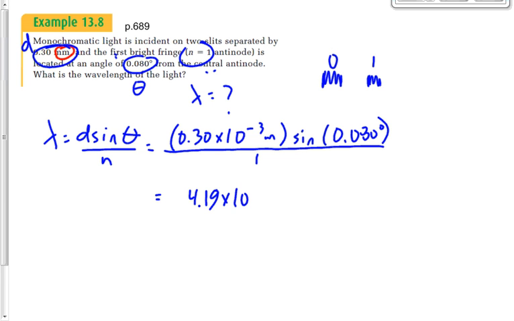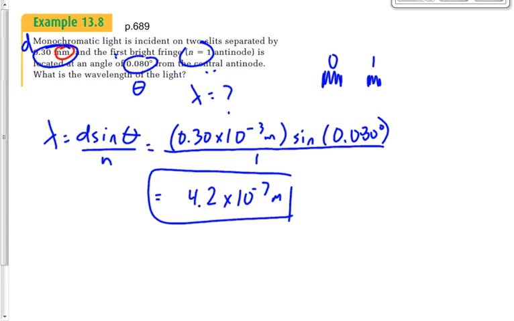4.2 times 10 to the minus 7. Now, I'm going to take a wild stab here and suggest that you're probably right. The reason I say that is because 99 times out of 100, literally 99% of the time, or better, you're going to get a 10 to the minus 7 answer here. Why? Because that's visible light. We're almost always going to be using visible light here. You're going to get a 10 to the minus 7.